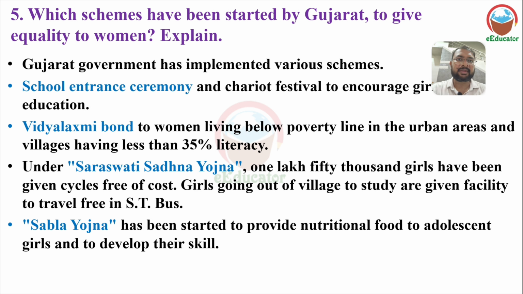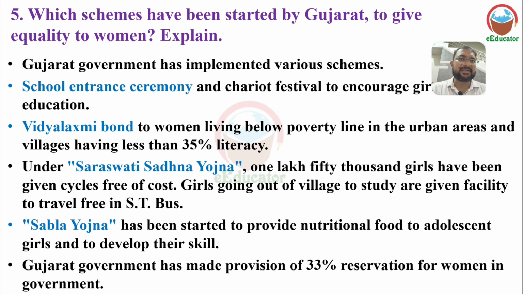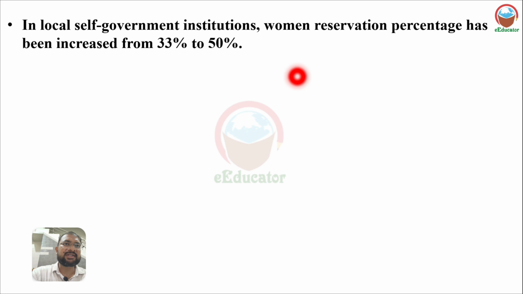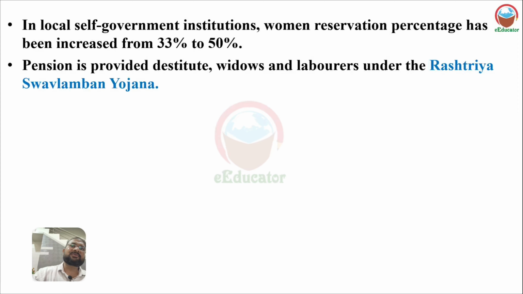Now, the Gujarat government has made provisions for 33% reservation for women in government jobs. 33% reservation has been given by the government in government jobs. Even in local self-government institutions, the women's reservation percentage has been increased from 33 to 50%. Women, in which? In local self institutions.